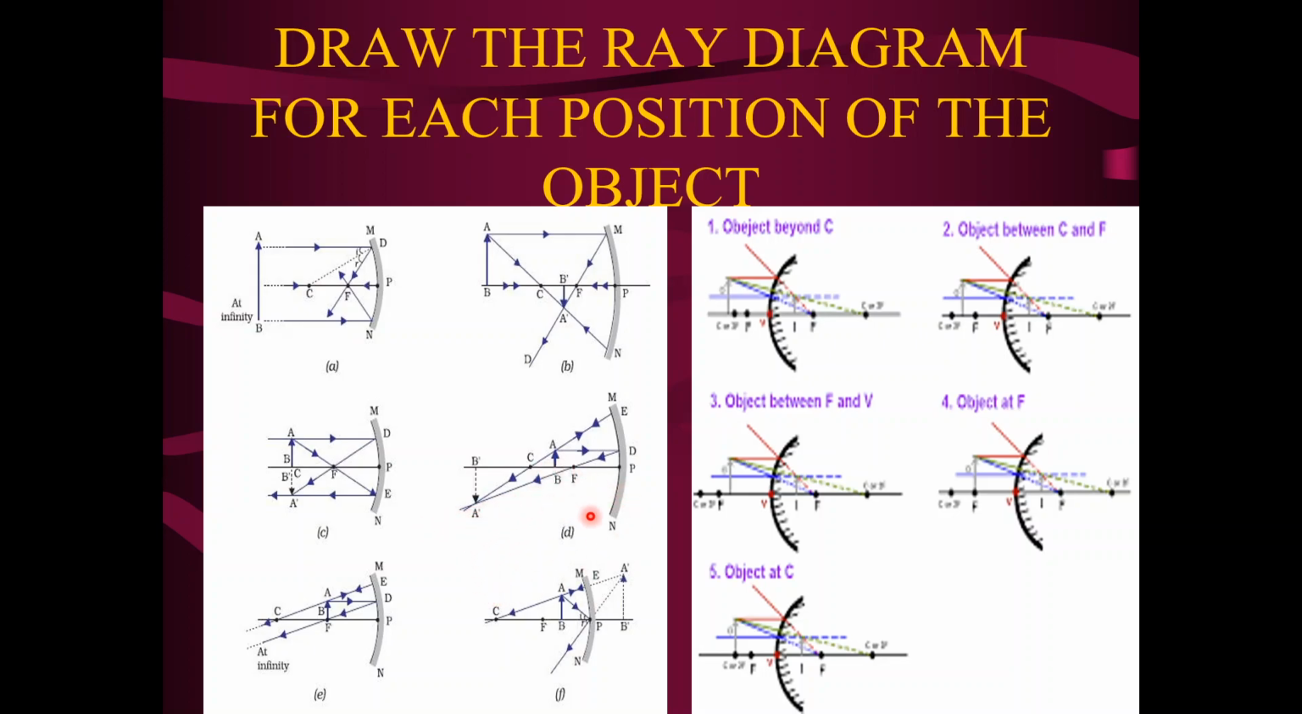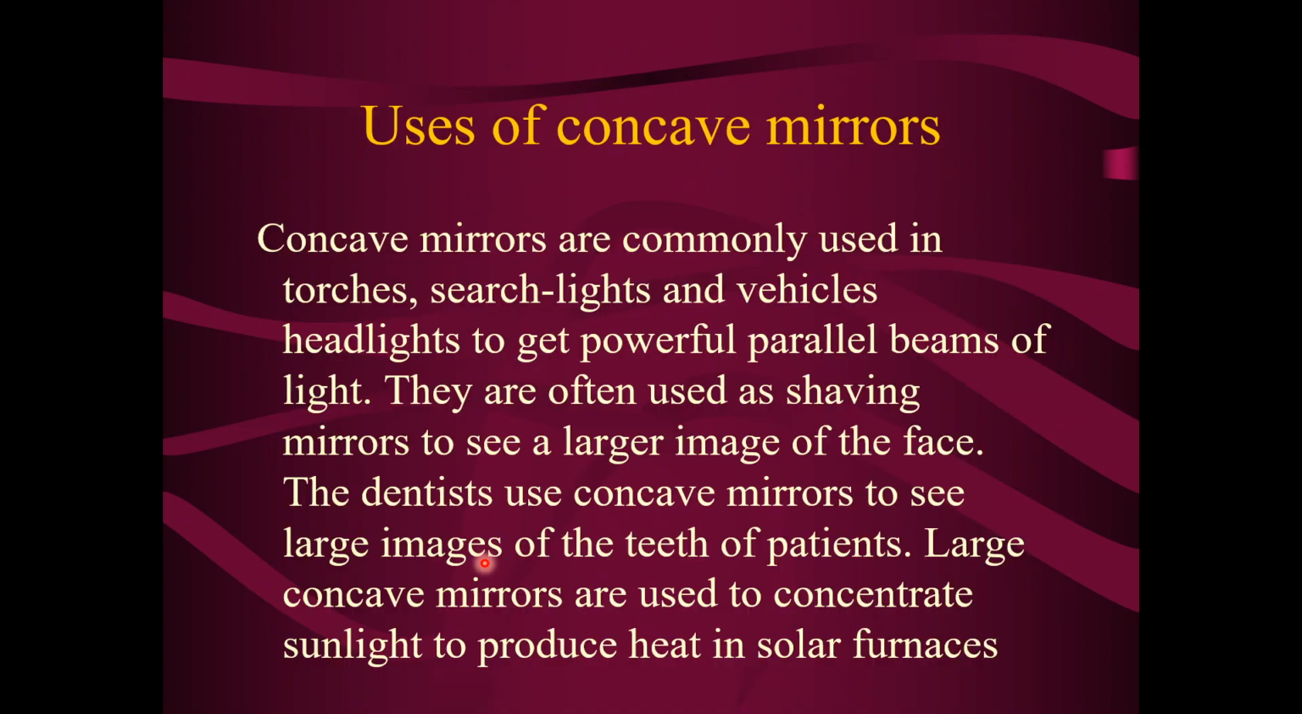It means there is a relationship between the object position, image position and the focal length. So in the next portion you will study about this relationship, and that is called the mirror formula. Here also convex mirror formula and concave mirror formula we will study in the next video. Before that, you should know about the uses of concave mirror.